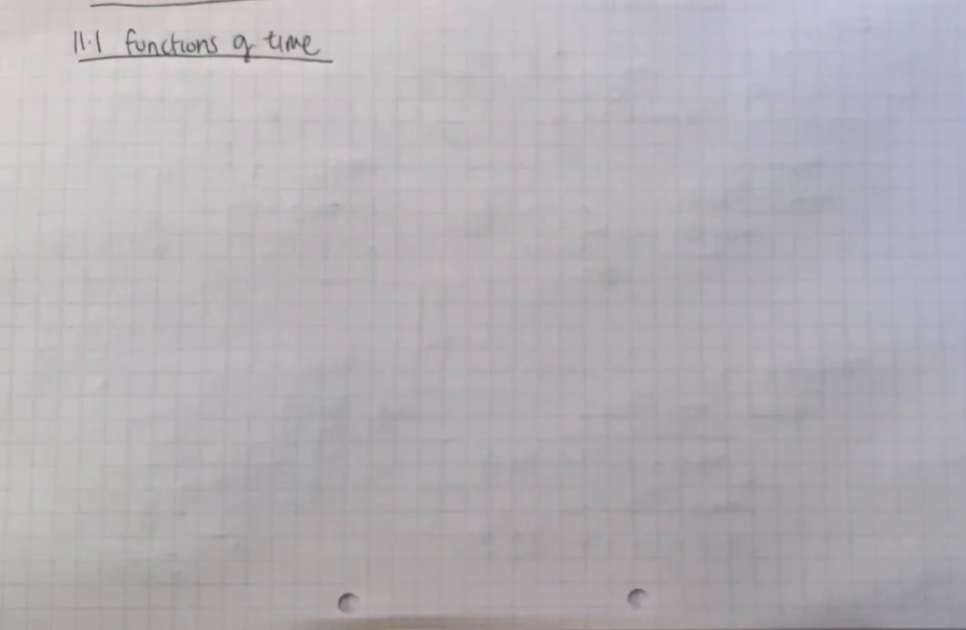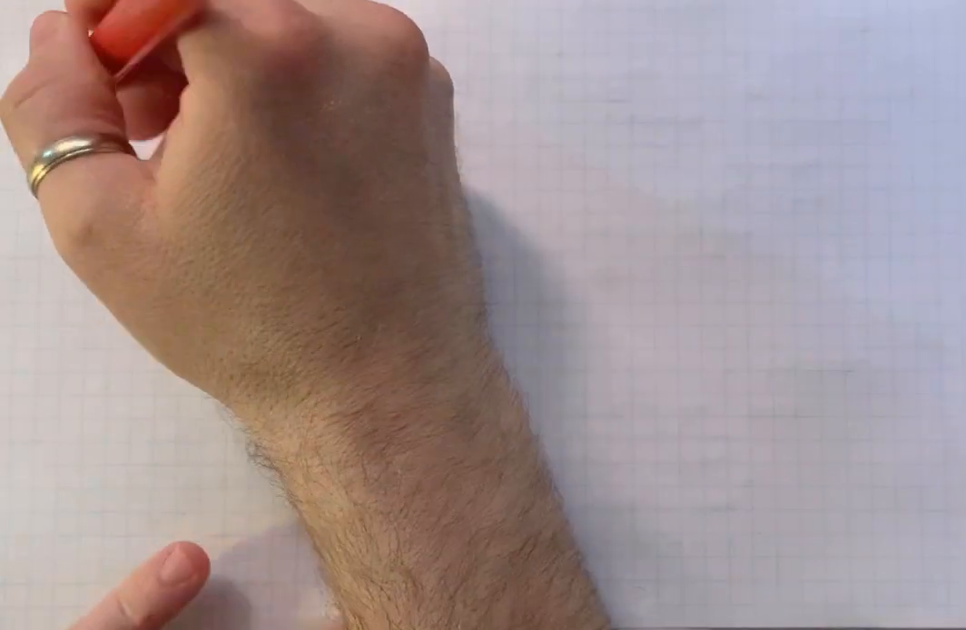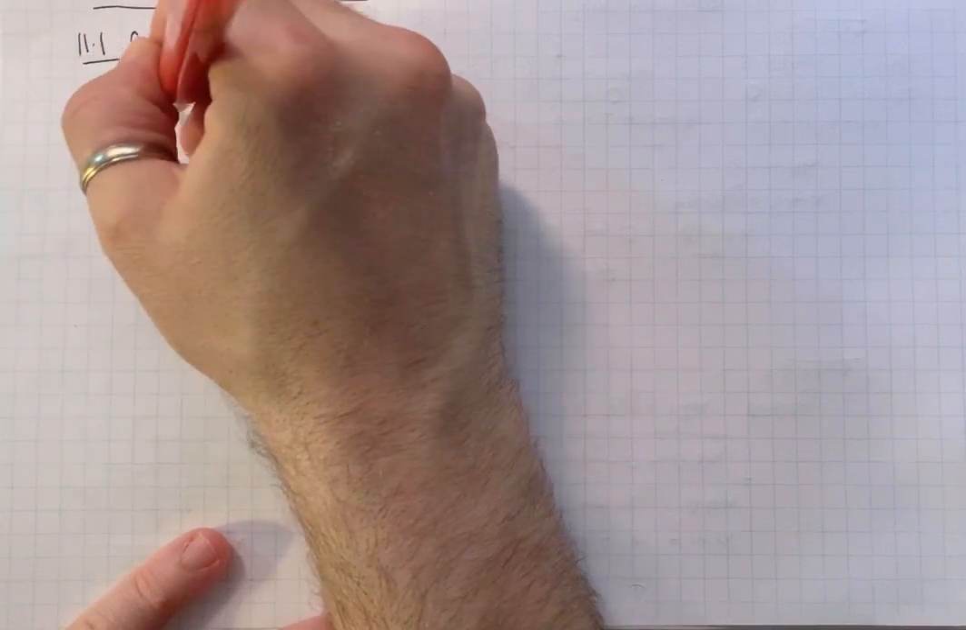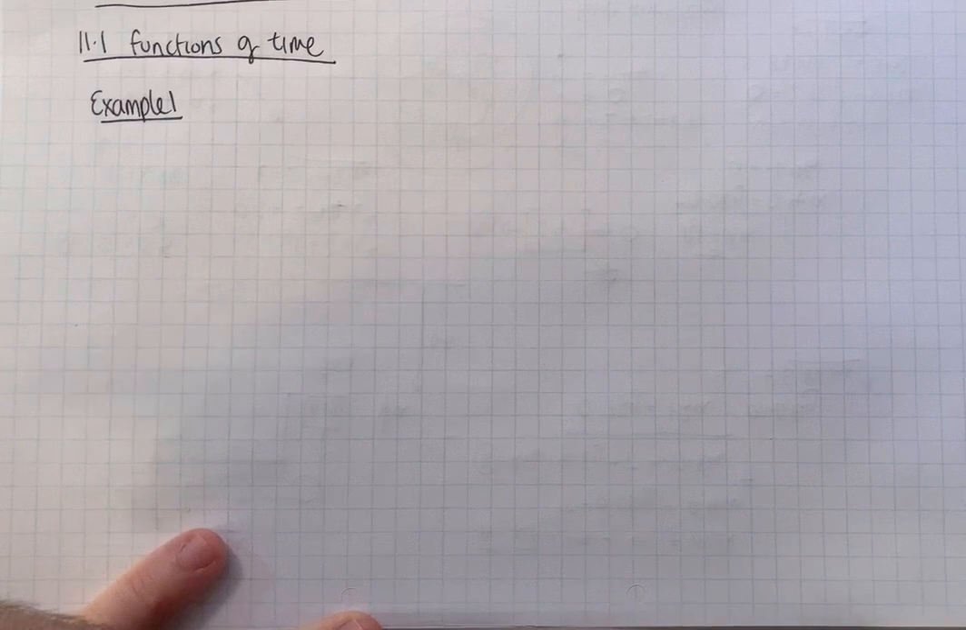So chapter 11 of the Applied Year 1 textbook is on variable acceleration. So let's just straight away look at example 1. And in this section we're dealing with functions of time, so we're going to be given equations for distance, velocity and maybe acceleration in terms of time.